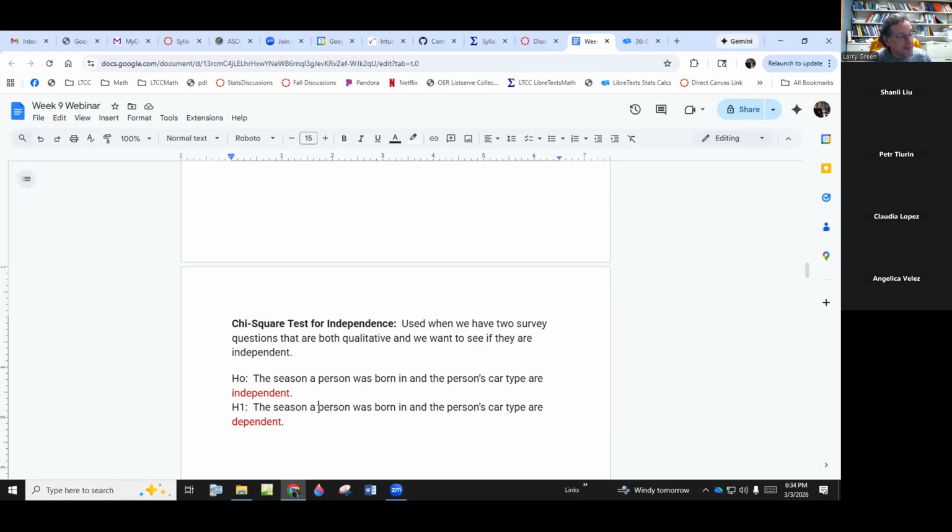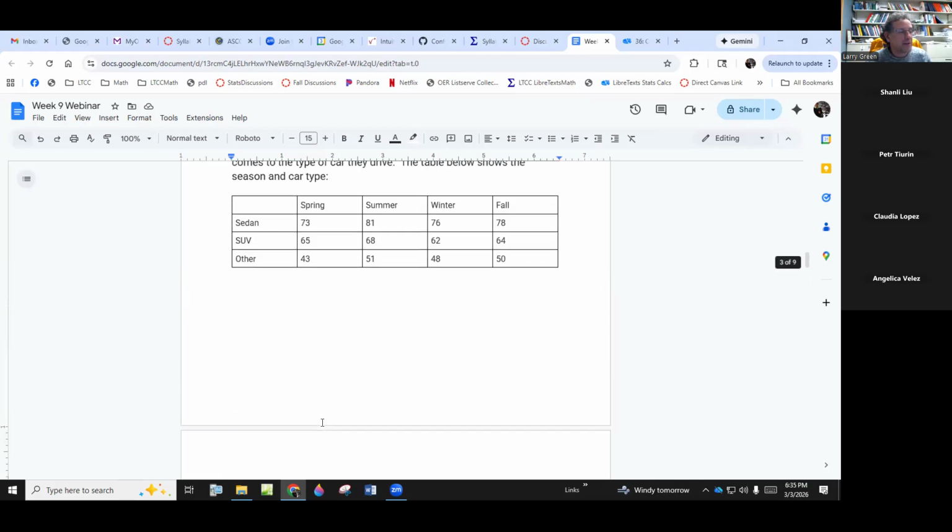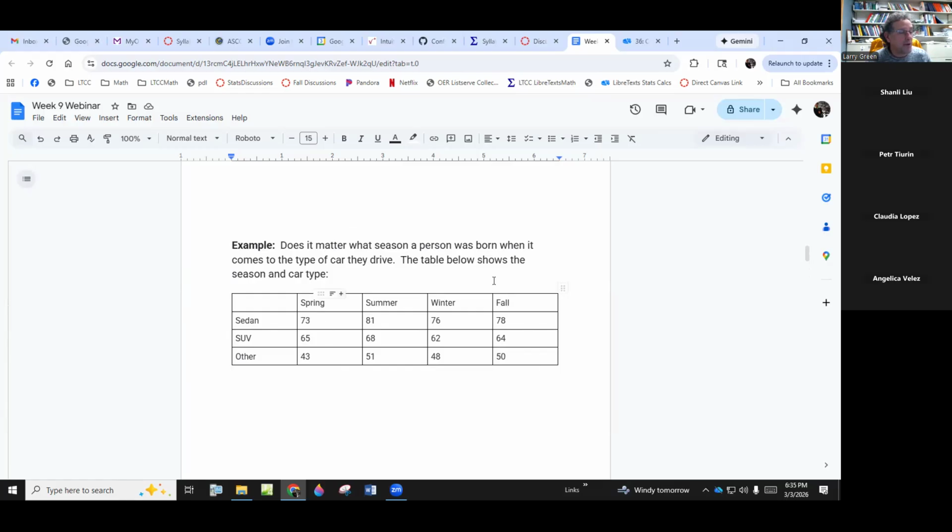Okay, so again, you first have to know what kind of test to use, and then you better use the right language. Take notes, whatever it takes, so that you know what to put in. Any questions at all on H naught and H1? Okay, what do you think the next step is? Notice we already have a table that's given to us. What's the next step?